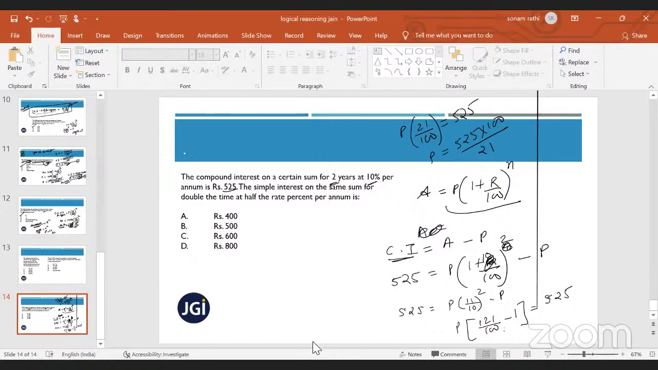525 into 100 divide by 21. 2500. P is equal to 2500. Yes or no?